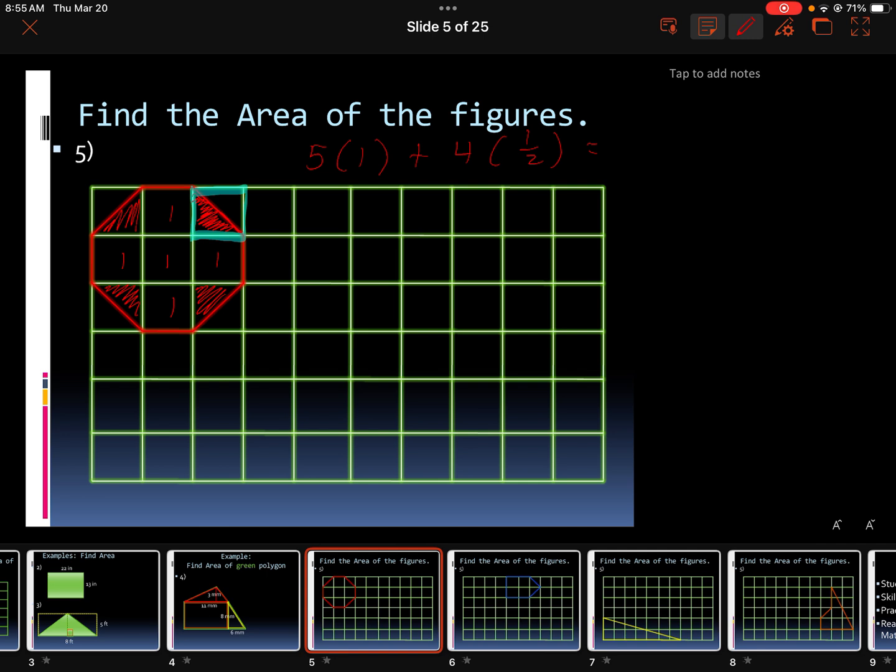So we have our 5 full blocks and our 4 half blocks. That gives us a total of 7 full blocks. And it looks like I'm out of room over there on the right. You should write your answer as 7 units squared.